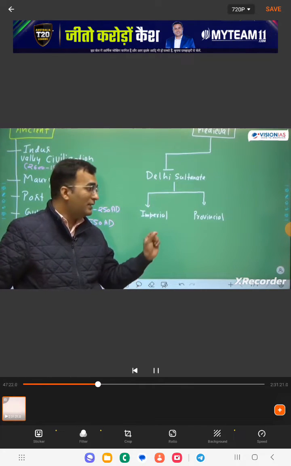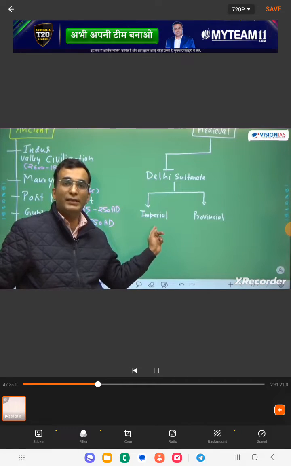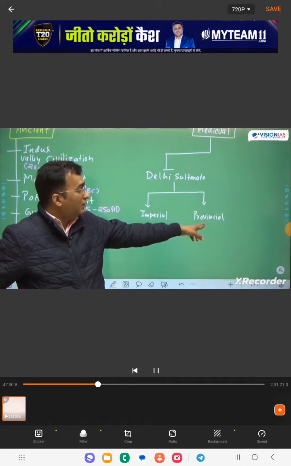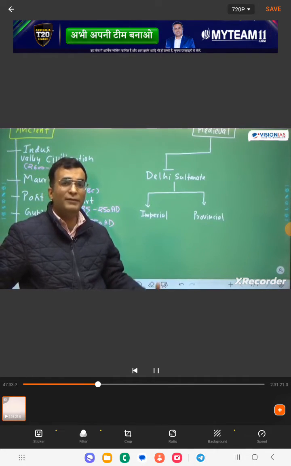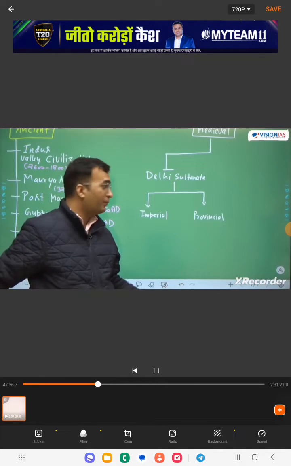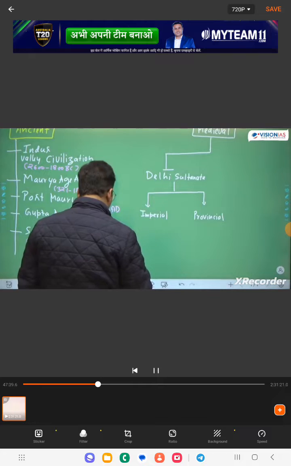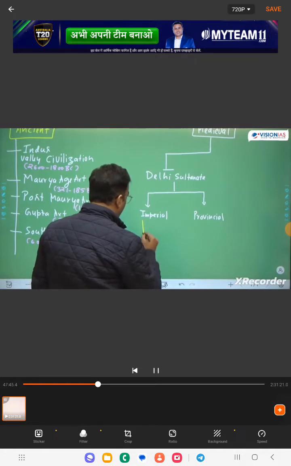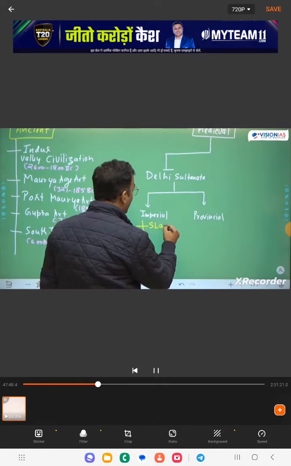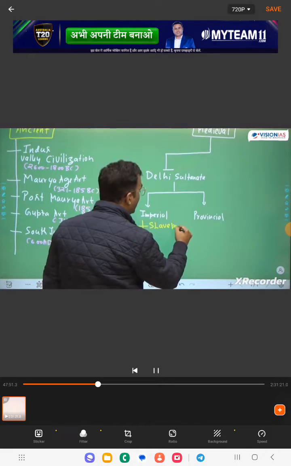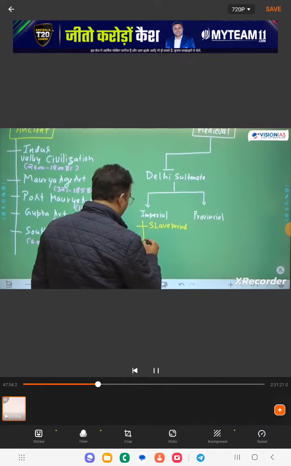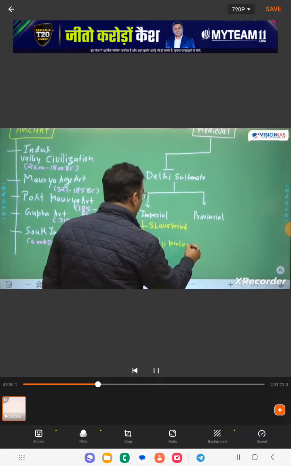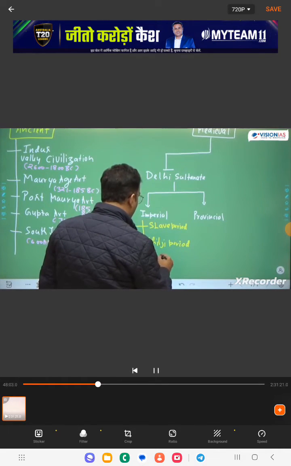So these different dynasties which ruled in Delhi, their contribution to architecture, we will keep in the imperial, and the provincial would be in the different provinces at the time of the Delhi Sultanate. So which dynasties ruled at this point of time and their contribution. The very first was the slave dynasty, so we will look at the art of the slave period. Then after slave is the Khilji period. Then after Khilji is the Tughlaq period.